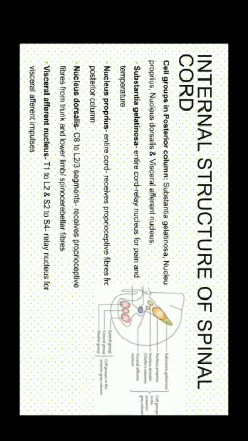Now let us see the cell groups along the posterior column. This yellowish structure you can see at the tip, or the apex, of this posterior column is the substantia gelatinosa. Next comes the nucleus proprius. Proprius has something to do with proprioception. Then, medially, comes the nucleus dorsalis, the visceral afferent nucleus. Let us see what they are concerned with.